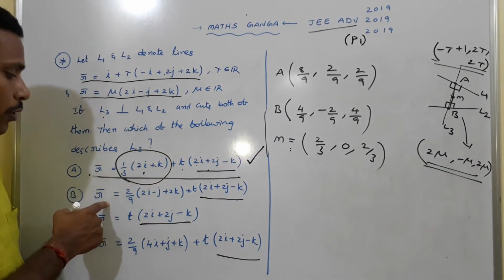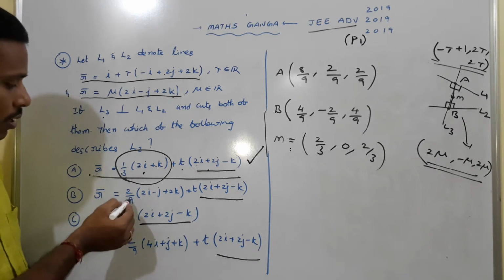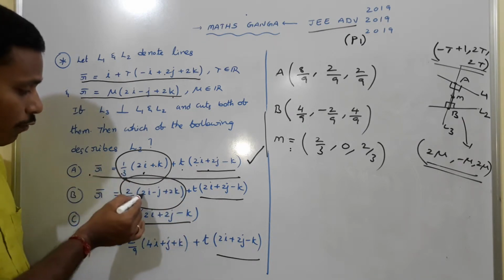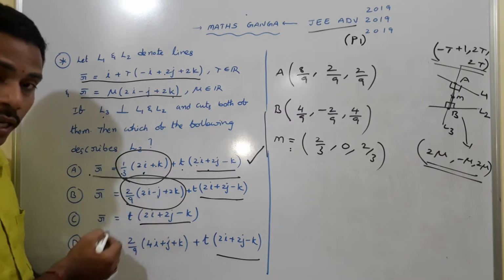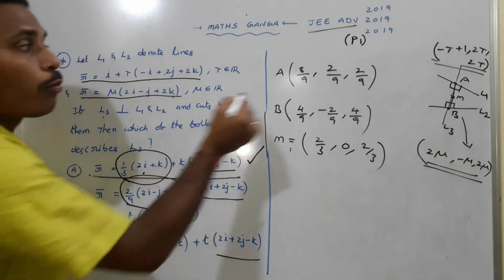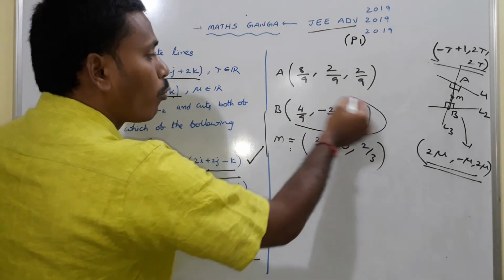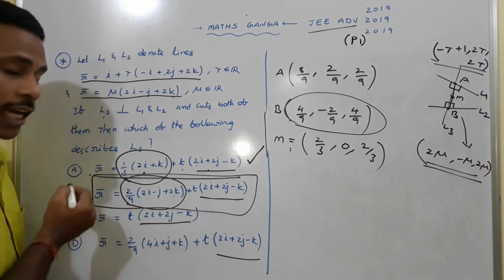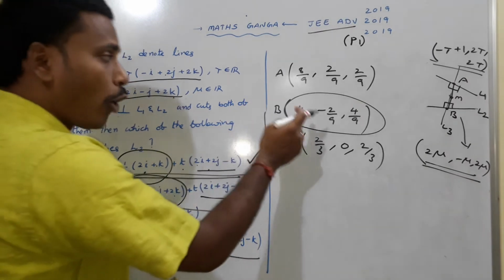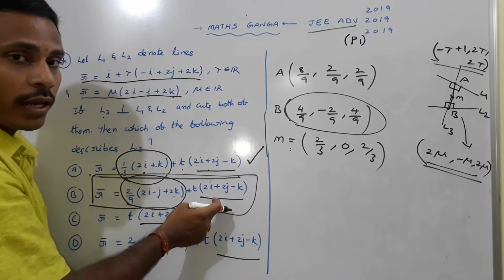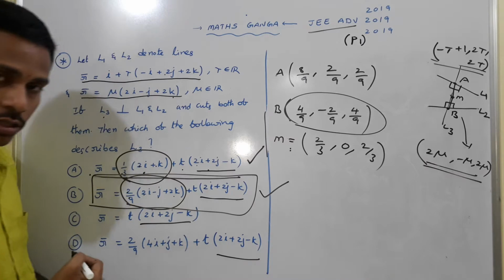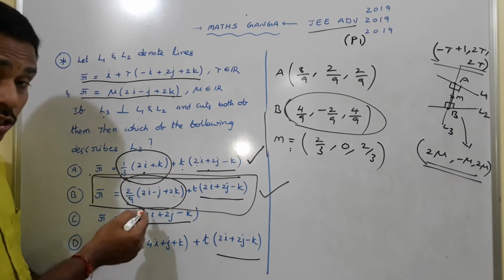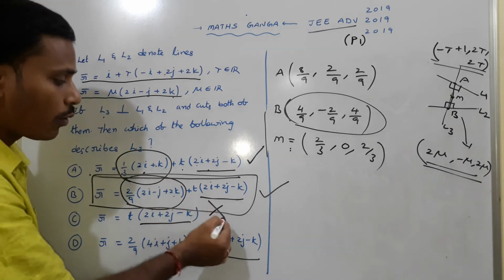And coming to the second option, this represents the point on that line. The point on that line is 4 by 9, minus 2 by 9 and then 4 by 9, which is B. So the line described in the second option satisfies point B as well as the DRs of the required line. So this is also our choice. Whereas coming to C, these are the DRs, but the origin is not on that line. So this is not our choice.